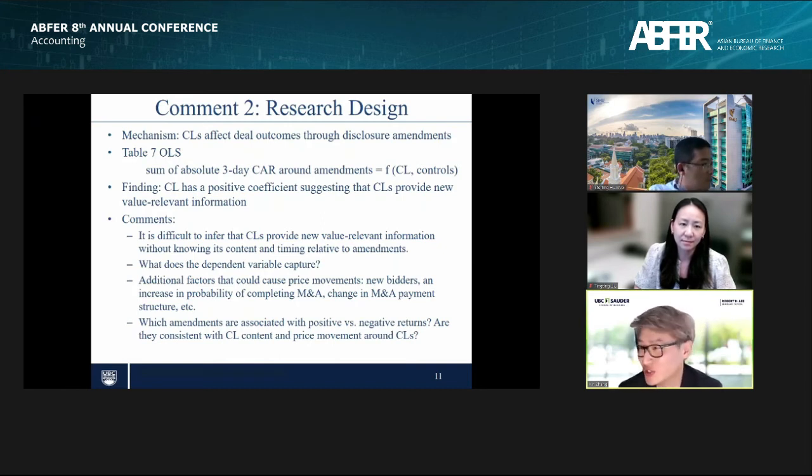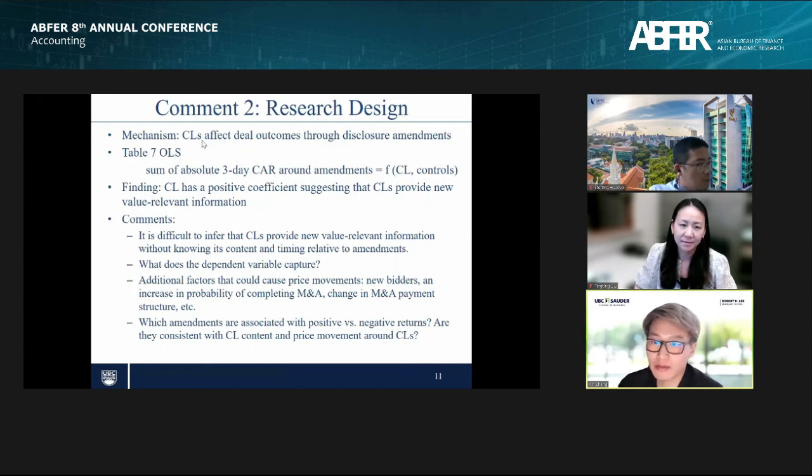So I understand sometimes there's a delay, and it could be after the deal completion, but it would be nice if you can provide some kind of consistent evidence that the comment letters are moving similarly with amendments, right? So that can help your story as well.